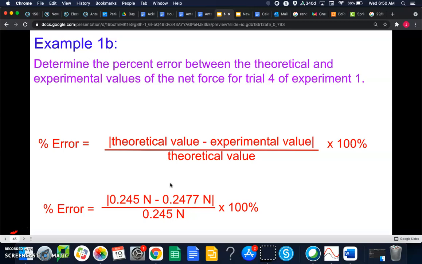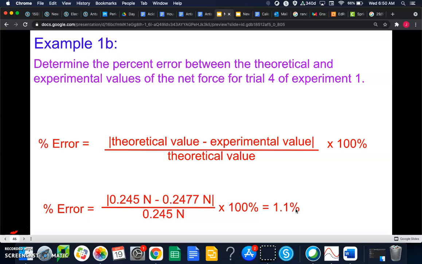Absolute value is how far your answer is from 0. So we're going to subtract these two, and then whatever the number is, whether it's positive or negative, in this case it'll be negative, we're going to make it positive. And then we're going to divide by 0.245, then we're going to multiply by 100. When we do that, we should end up with 1.1%. So that's how much of a difference there was between our theoretical calculations and our experimental calculations.